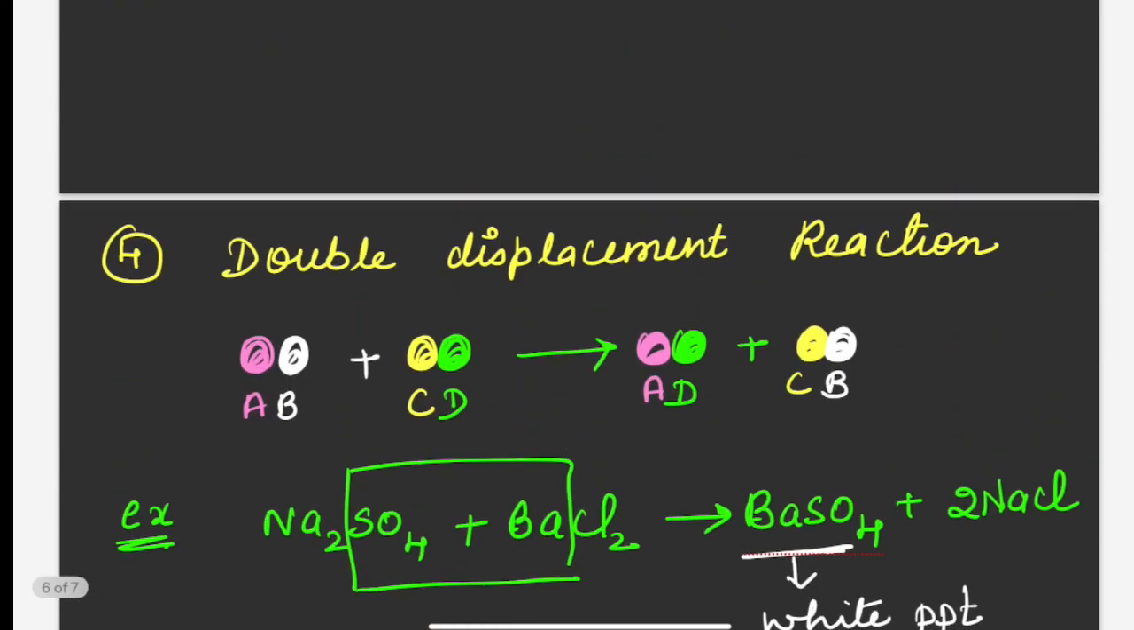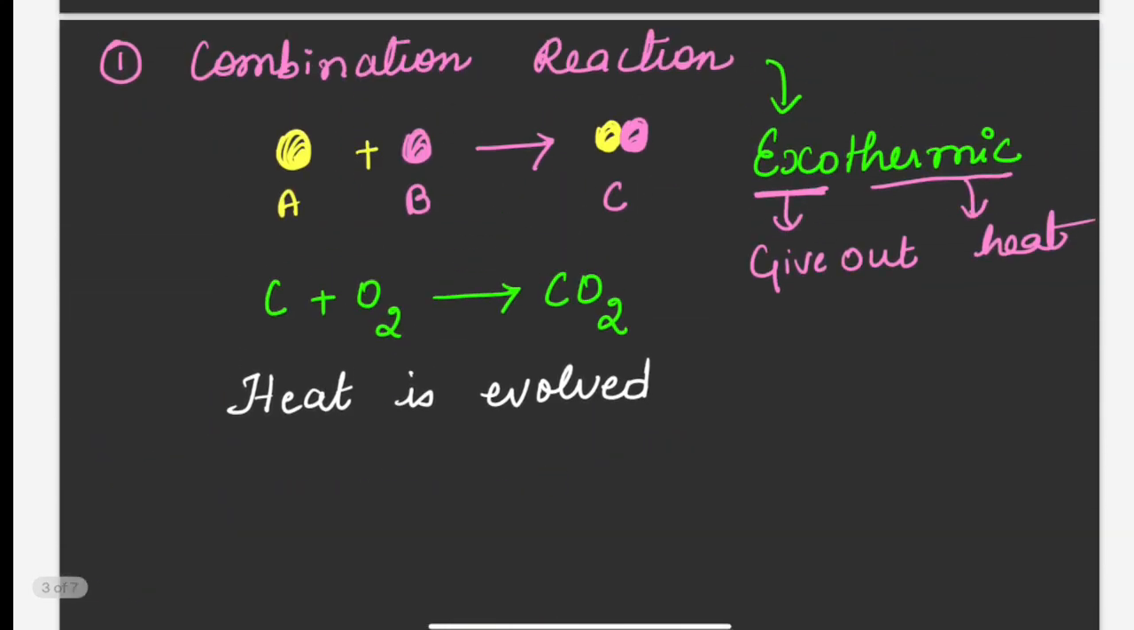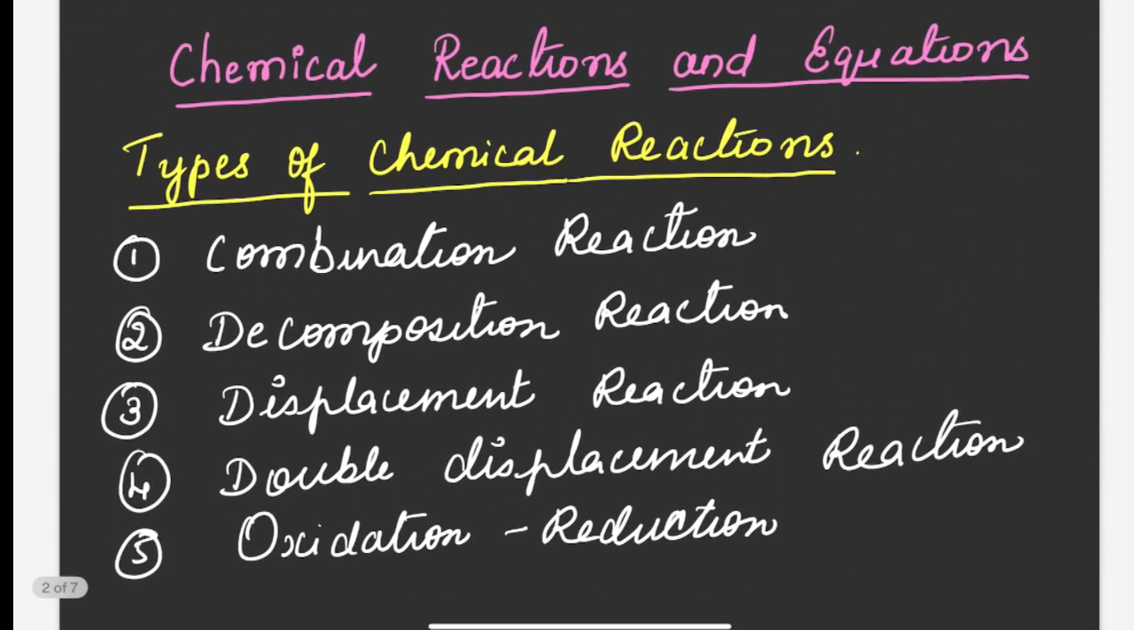So students, this is briefly about the 5 types of chemical reaction in this chapter. In the next video, we will take each reaction and study it in detail with all the examples.